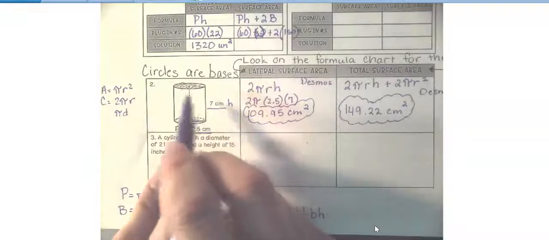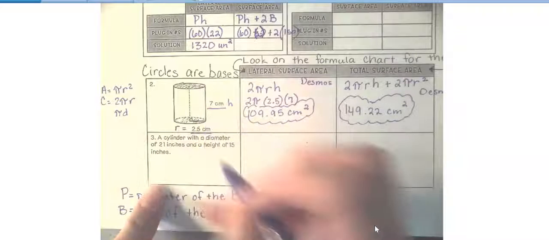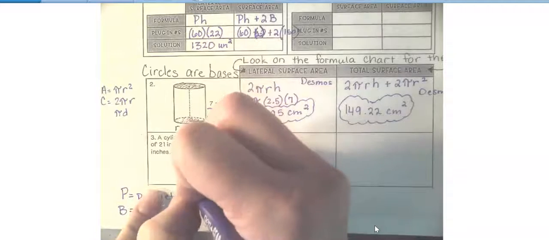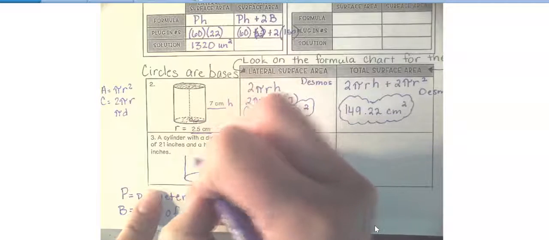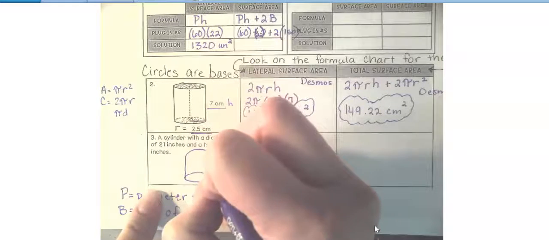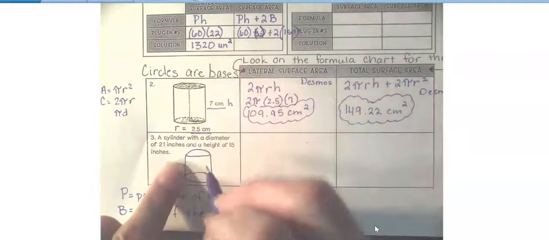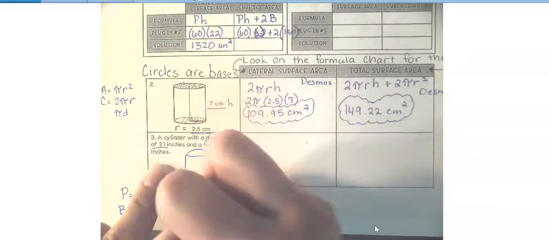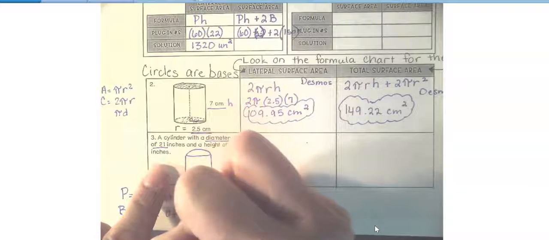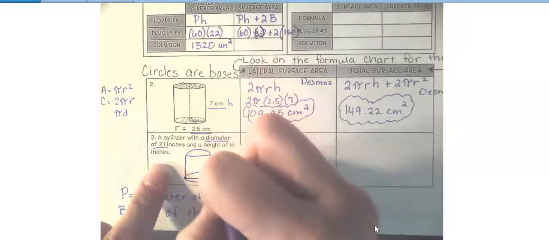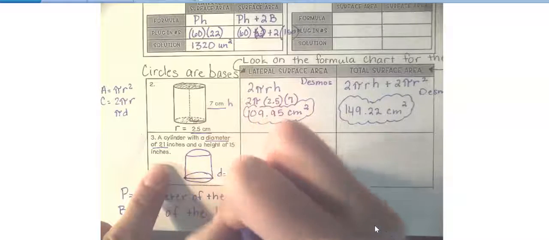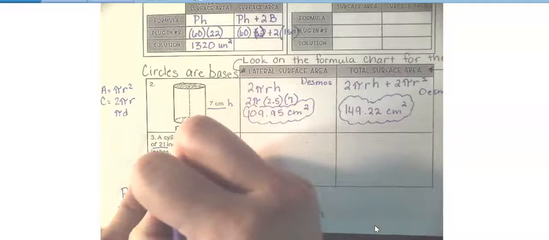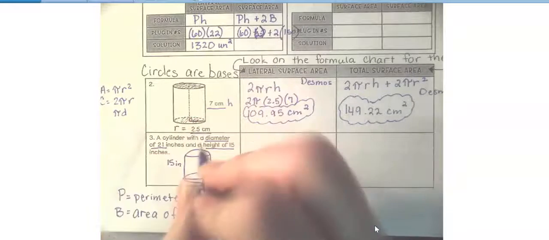So here's an example for you to look at. If I draw it, here's my base. Okay, that wasn't that good, but it's okay. The diameter, 21 inches. So that means from one side all the way through the center to the other side is 21 inches. The height is 15 inches.